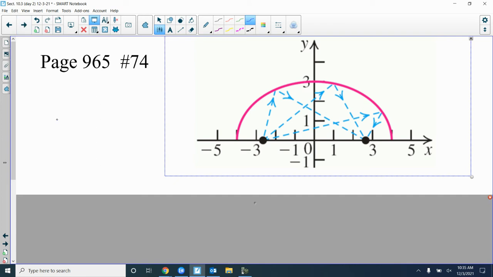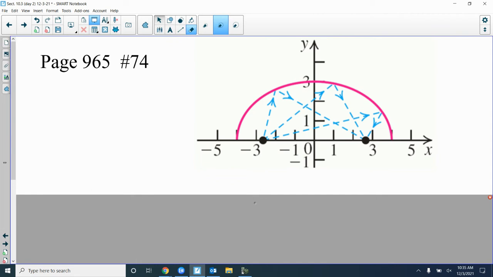Turn in your books to page 965. We're going to take a look at one there.